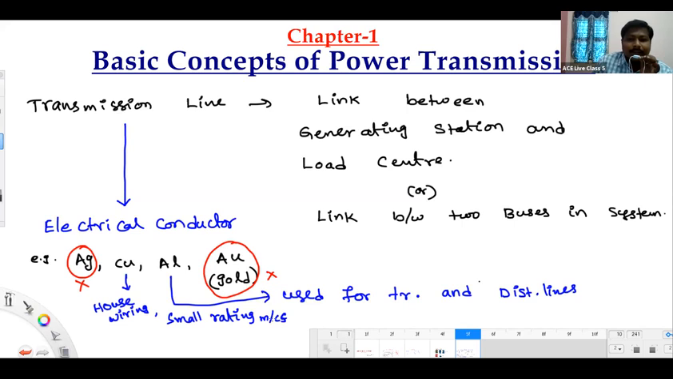Tell me, in view of transmission and distribution lines, why are you preferring to go with aluminum? That's the question. Let me write it in the next slide.